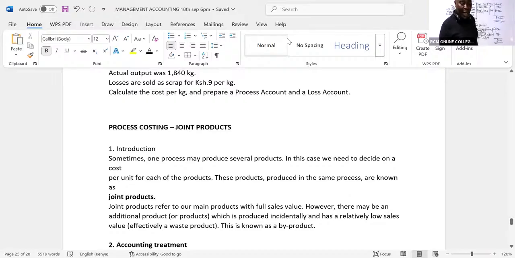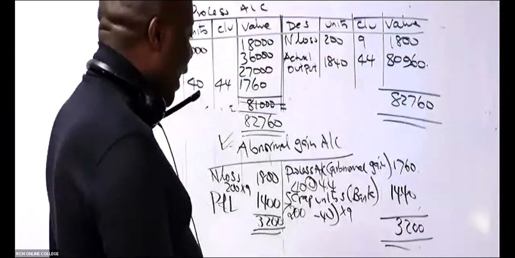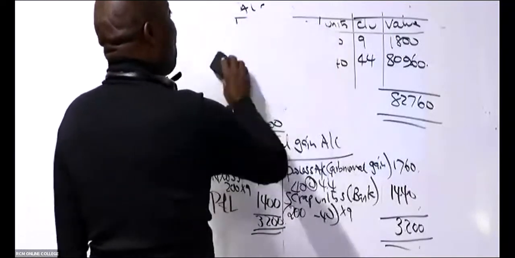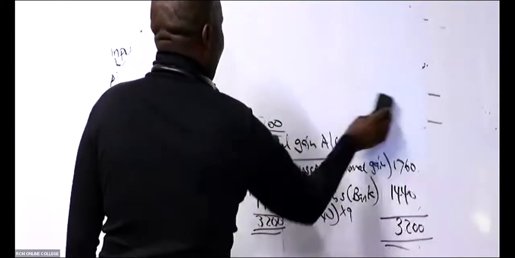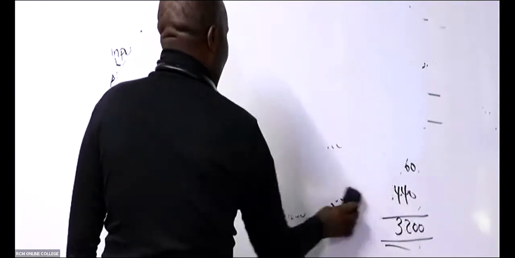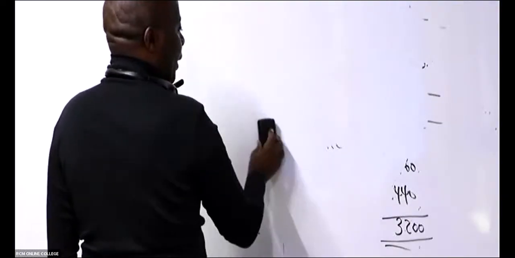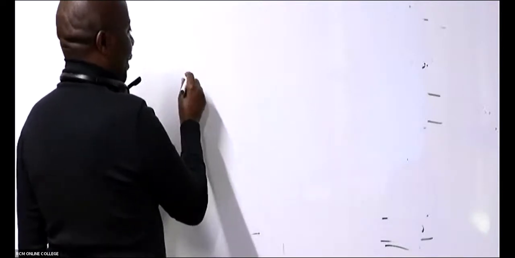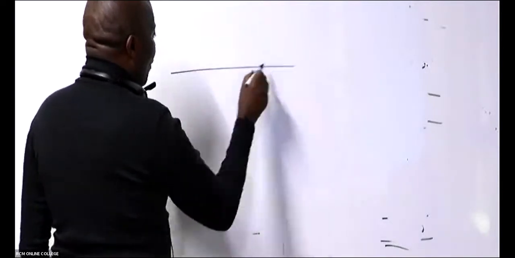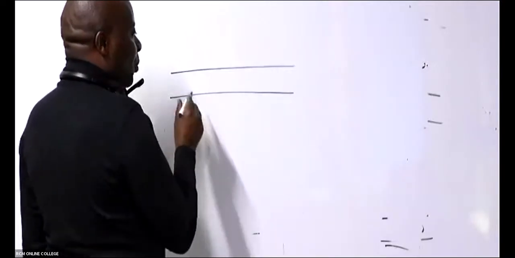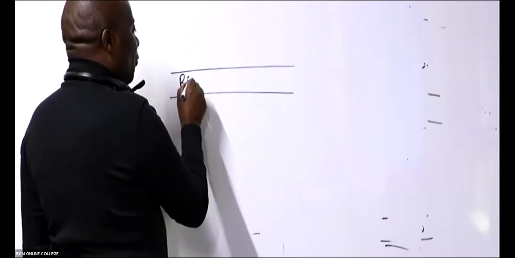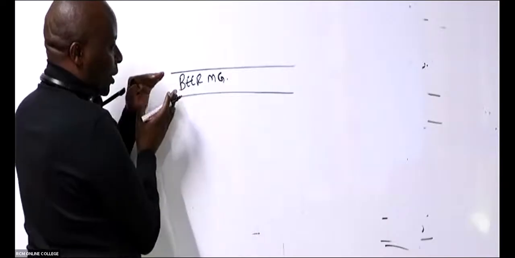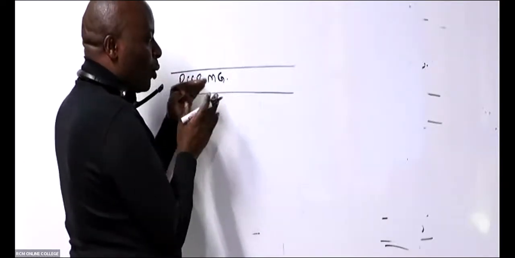Remember, there are those products that will go through the same process, but during the output stage, they'll be able to basically go their separate ways. So we have a process here. This process, for example, could be beer manufacturing. So all of this is passing through the same process.